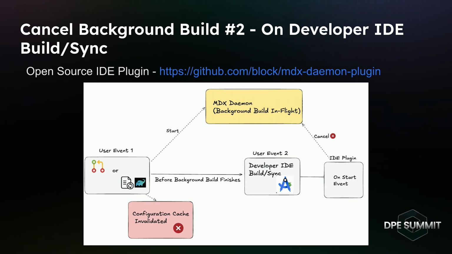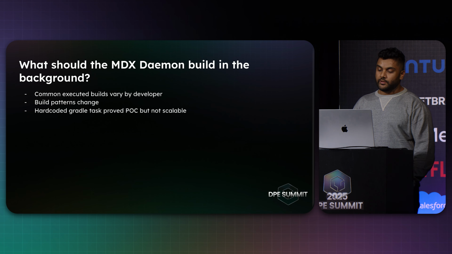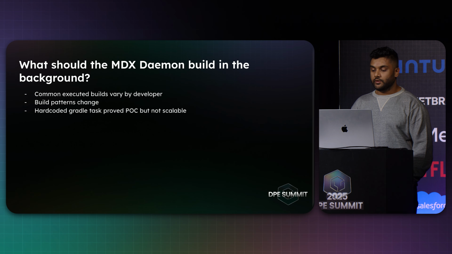When a build is started from the IDE, we can once again leverage the IDE plugin to hook into the IDE build or sync on start event. Here we can tell the daemon to once again stop the background build and allow the developer build to execute as normal. So far, we've learned how the MDX daemon executes a job and how the daemon can be leveraged for pre-warming Gradle builds.